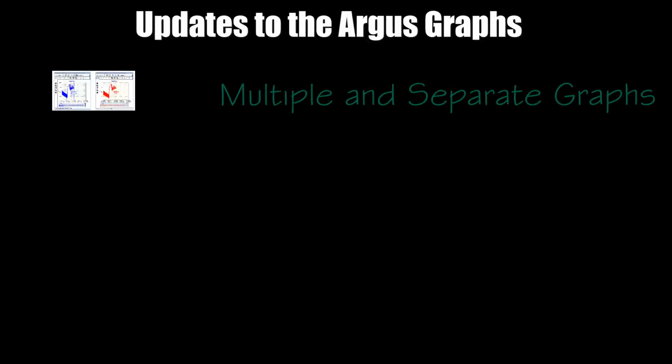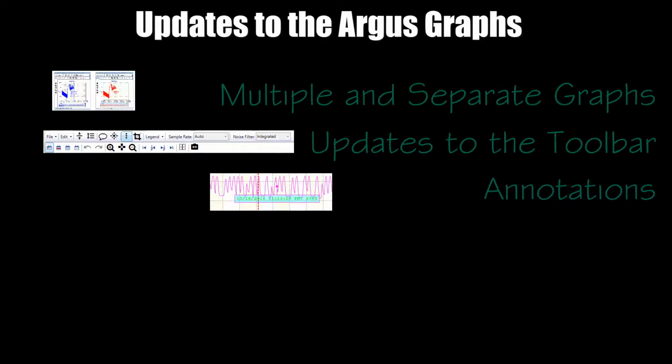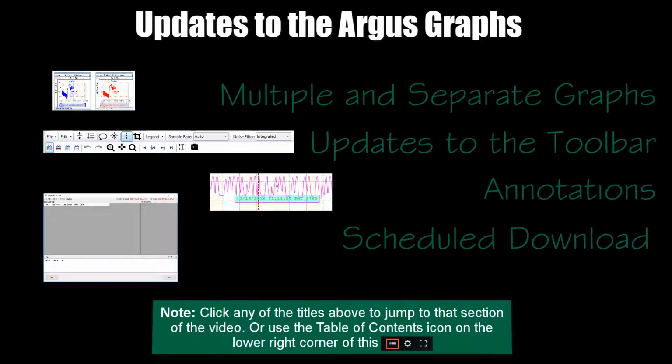Today we're going to be outlining the enhanced graph features for Build 900. The areas we're going to cover today include multiple separate graphs, toolbar enhancements, annotations, and scheduled download.